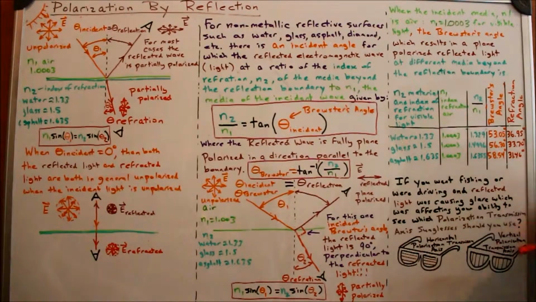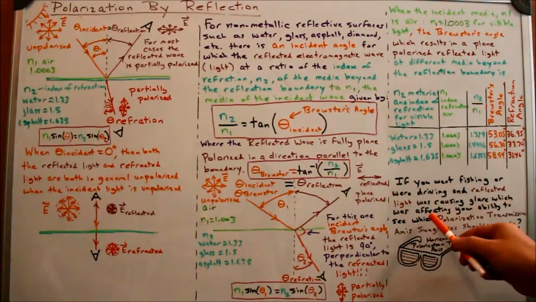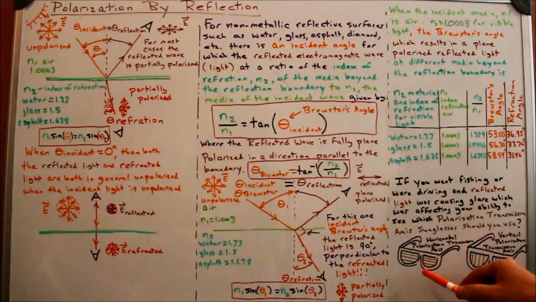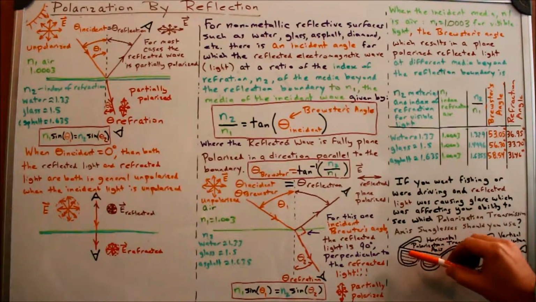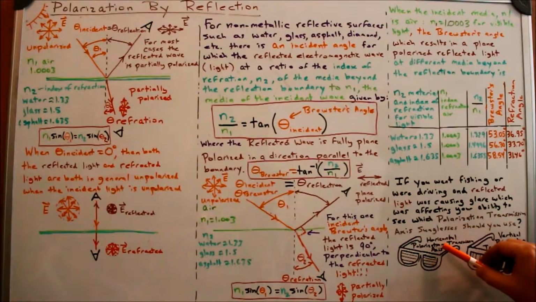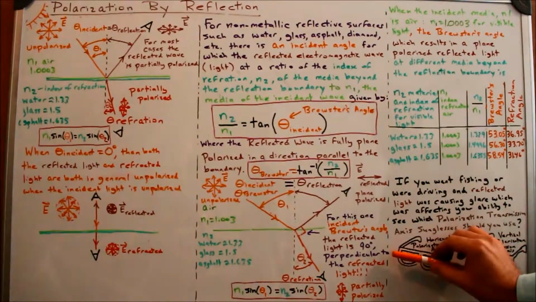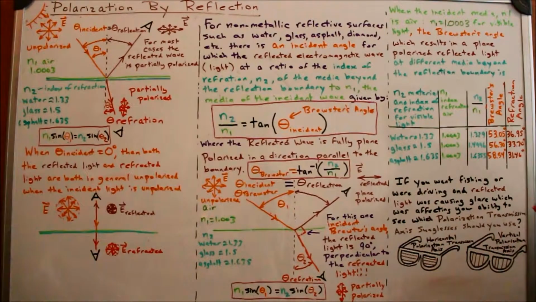I have a question kind of relating to that. If I'm fishing or we're driving and the reflected light is causing glare, which affects your ability to see, which one of these two polarization transmission axis sunglasses should you use? The one where, as shown right here, the polarization transmission axis is horizontal, or the one where the polarization transmission axis is vertical? Pause the video, think about it, and then we'll talk about it.